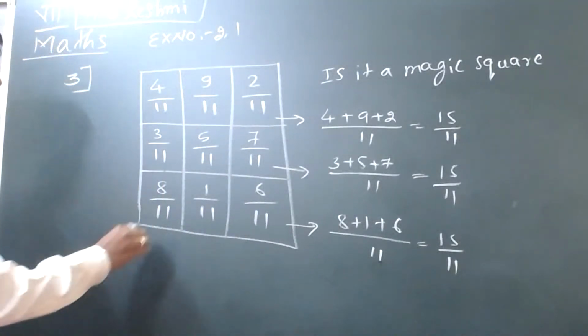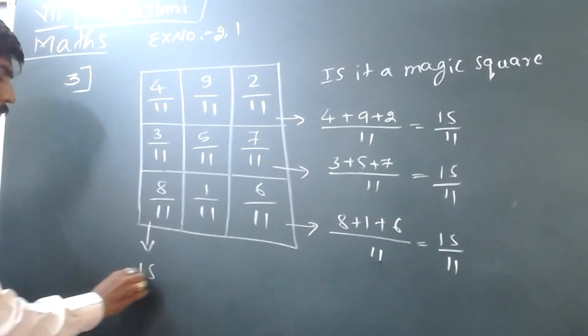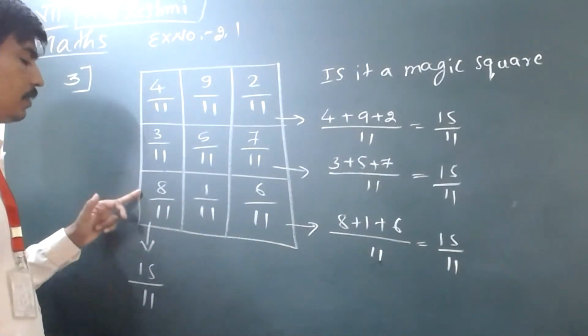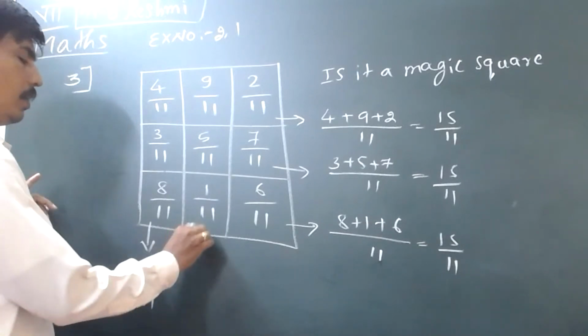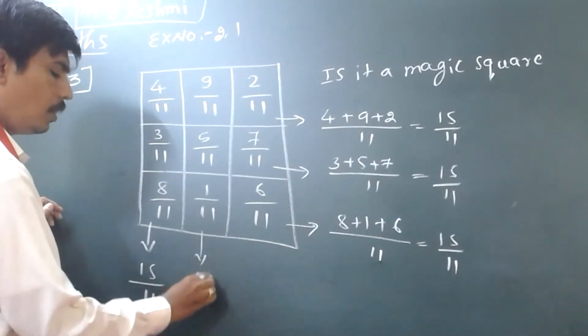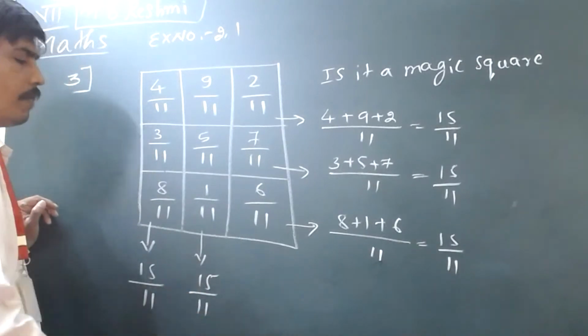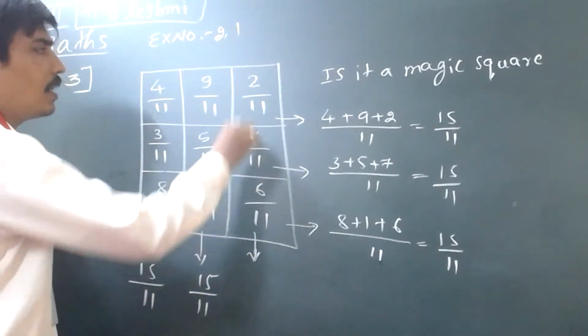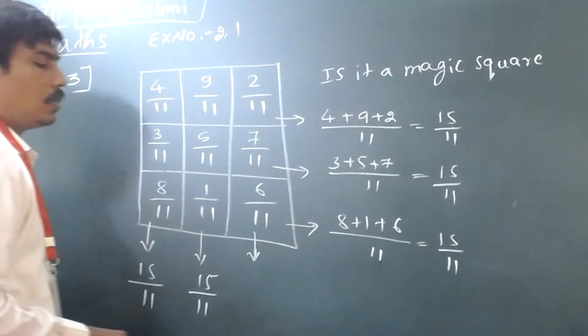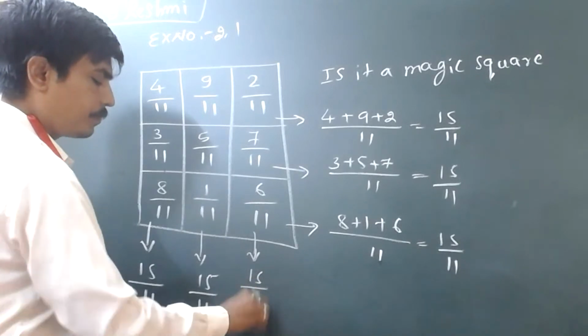Now, column wise. The column wise answer is also 15 by 11. How? 4 plus 3 is 7, 7 plus 8 is 15. Similarly, in another column, 9 plus 1 is 10, 10 plus 5 is 15, so 15 by 11. Similarly, in the third column, 7 plus 6 is 13, 13 plus 2 is 15 by 11.